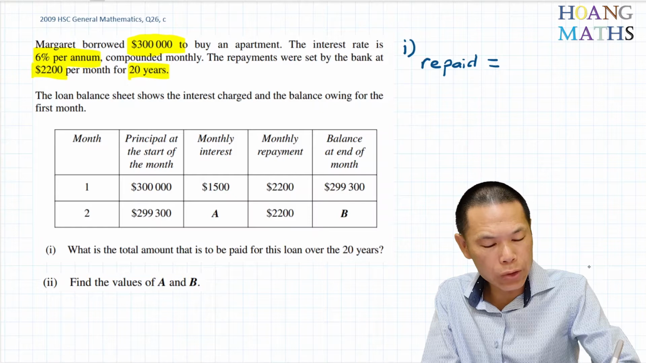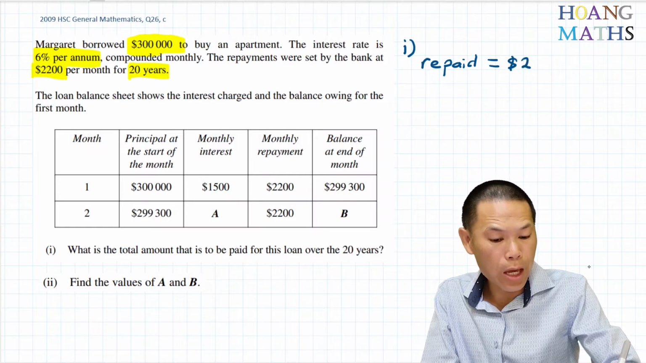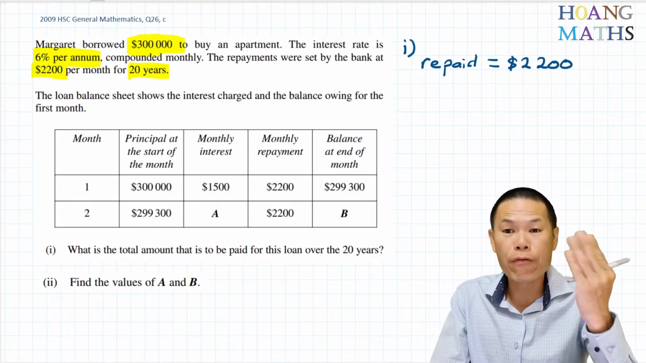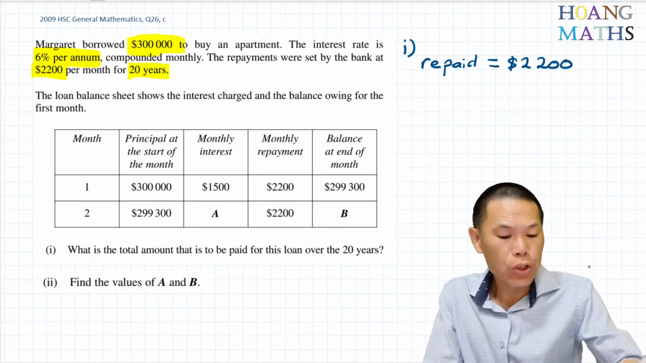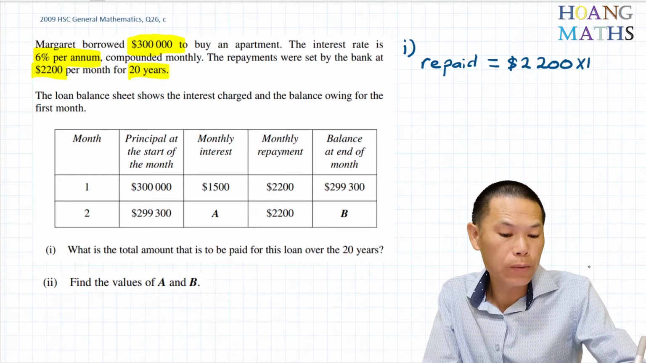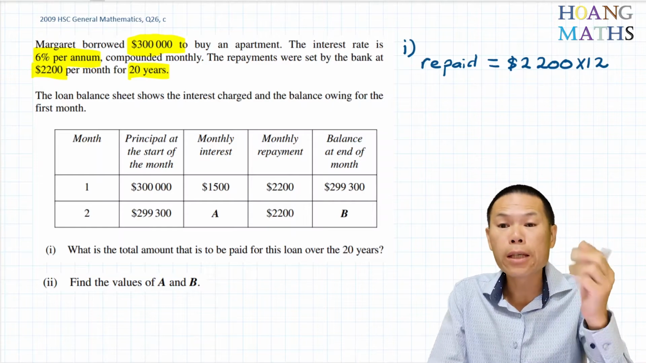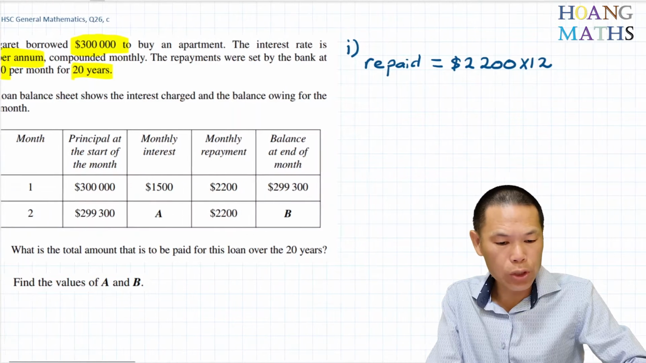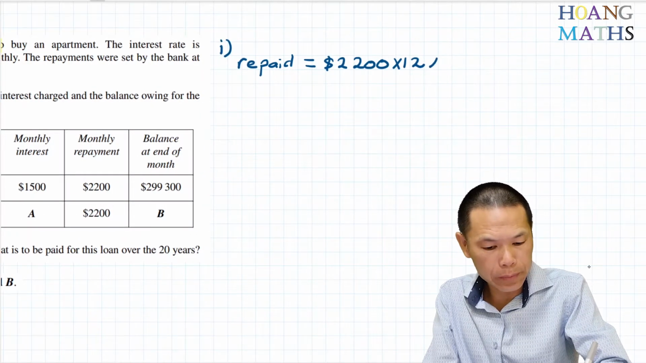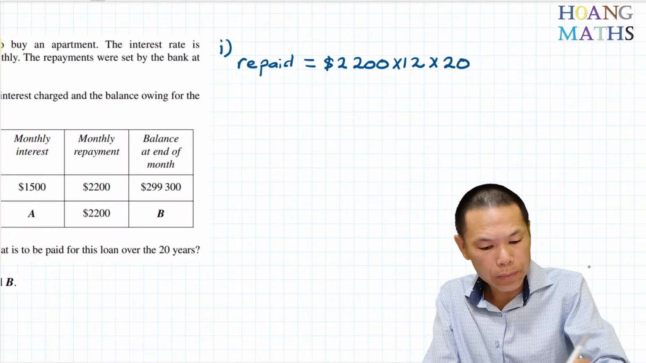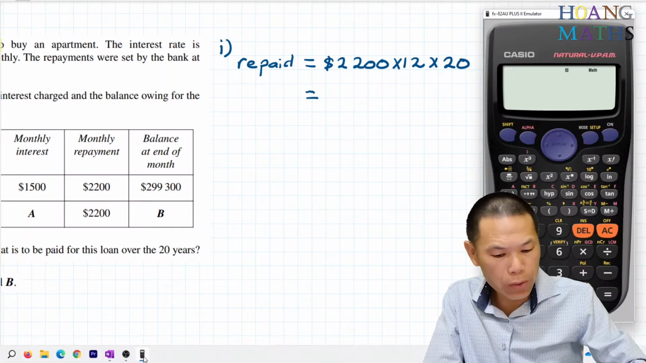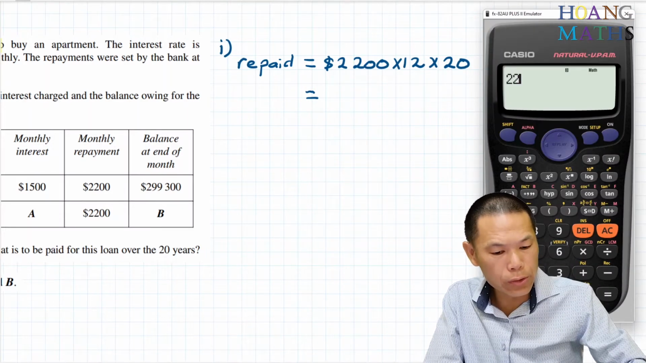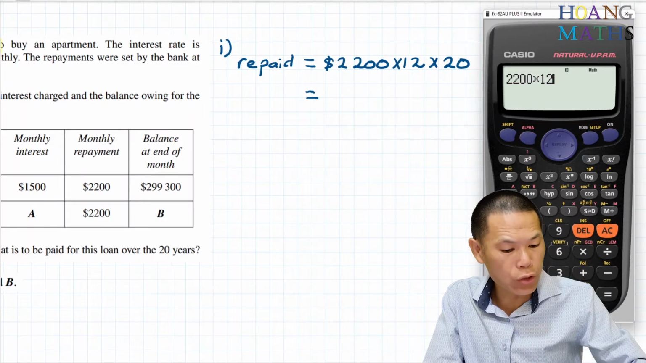So she had to pay $2,200 for every month. So for 1 year, she had to pay 12 times. So we times 12. So that is for 1 year. And she had to pay for 20 years. So we just times by 20. So I just go 2,200 times 12. That is for 1 year. And she paid for the next 20 years. So we just times by 20.